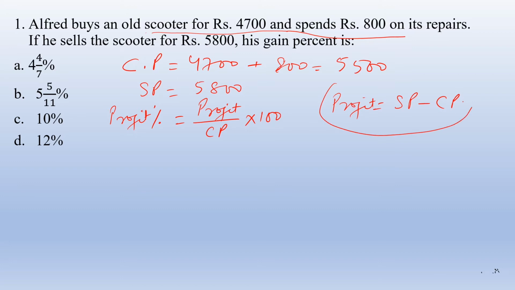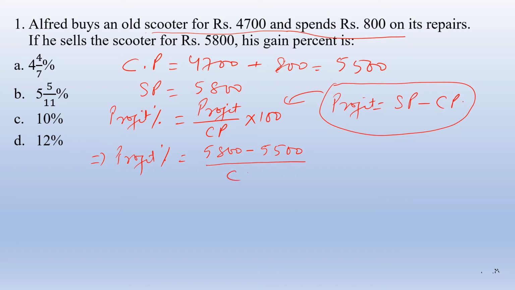Now we can substitute this formula into this formula. So from here it follows profit percentage is equal to selling price 5,800 minus the effective cost price, which is calculated to be 5,500, divided by the effective cost price 5,500, multiplied by 100. This 0 and this 0 will cancel, this 0 and this 0 will cancel.